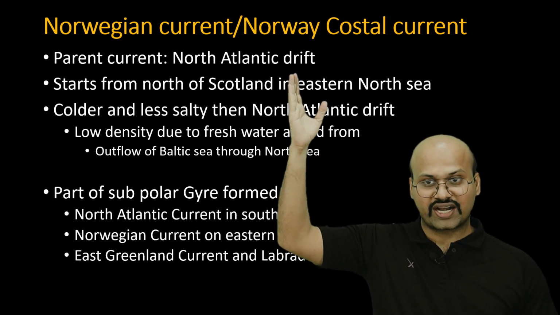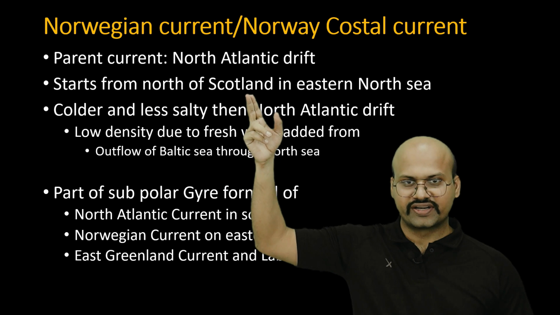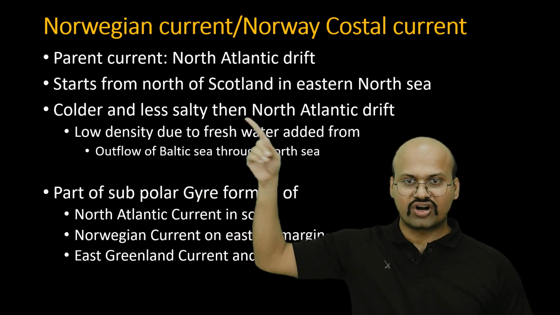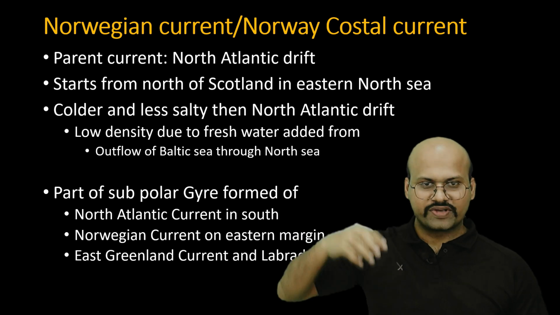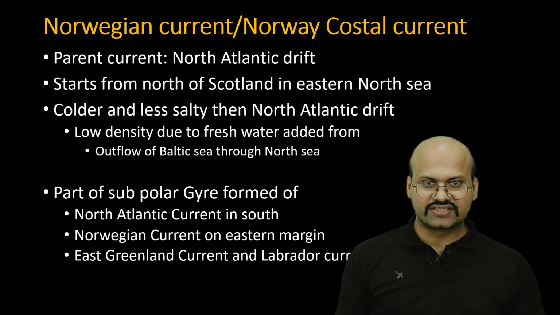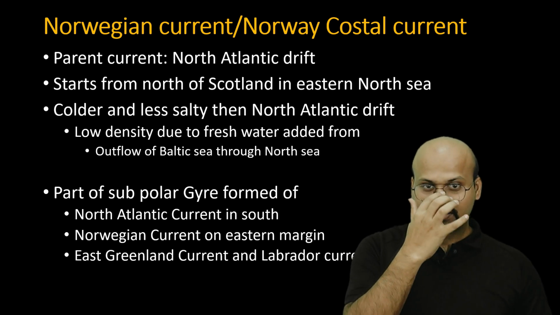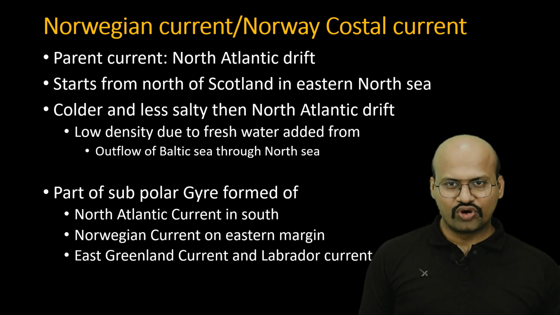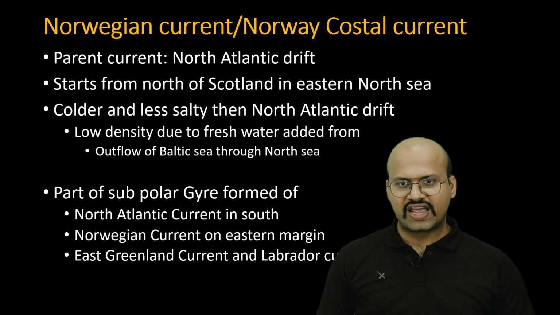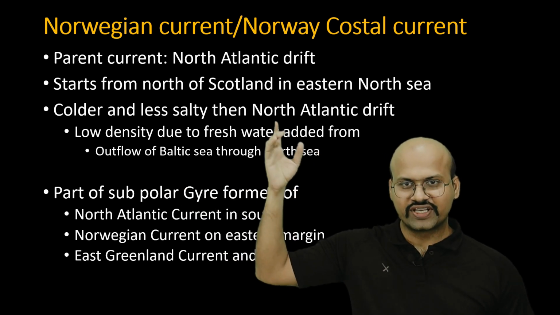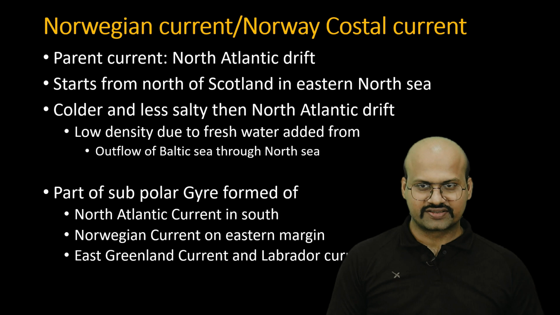It is formed from North Atlantic Drift. It is formed north of Scotland in North Sea. It is colder and less salty than North Atlantic Drift, obviously because it has moved further north, so it loses some of its temperature and therefore becomes less warm compared to North Atlantic Drift. Moreover, fresh water is added from Baltic Sea through the North Sea. Therefore, the salinity of this Norwegian Current also decreases.